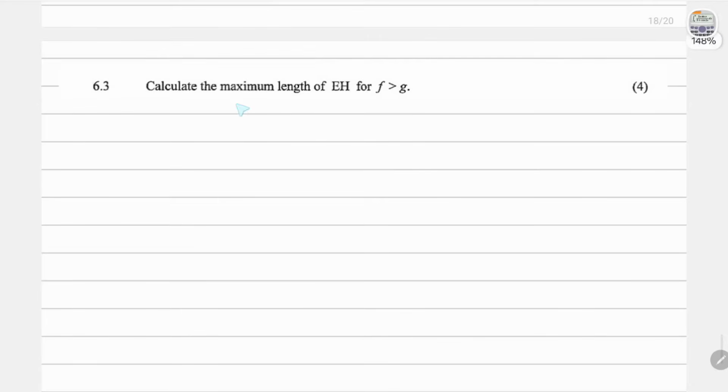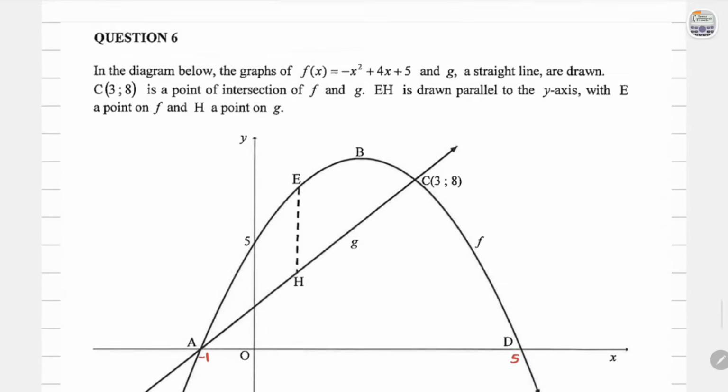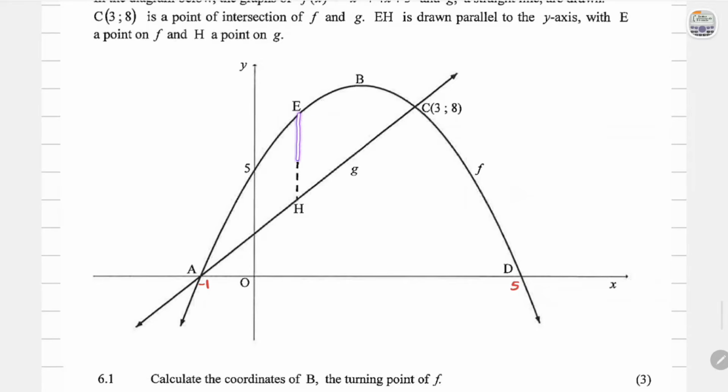Question 6.3 says, calculate the maximum length of EH for where f is greater than g. Okay, so in our graph, the length of EH where f is greater than g, do you see that E lies on f? Okay, so that represents f. And then H lies on g. So where f is greater than g, that just means that the y value of f is going to be greater than the y value of g for EH when we want to find the length of EH.